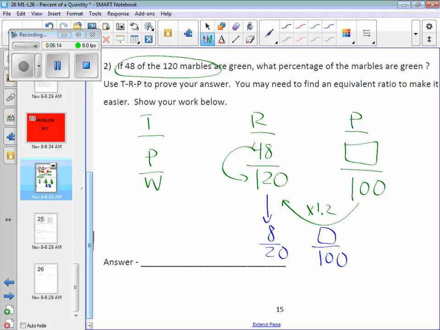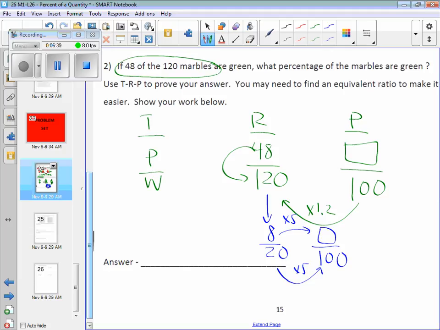Now can you figure this out? Times what? Times 5. And I think this is a lot easier to do 8 times 5 in your head than it is to try to figure out 48 divided by 1.2. You get the same answer. 5 times 8 you can do in your head. You got it. Say it. 40.